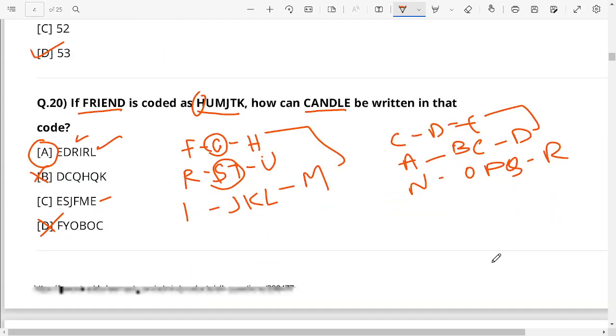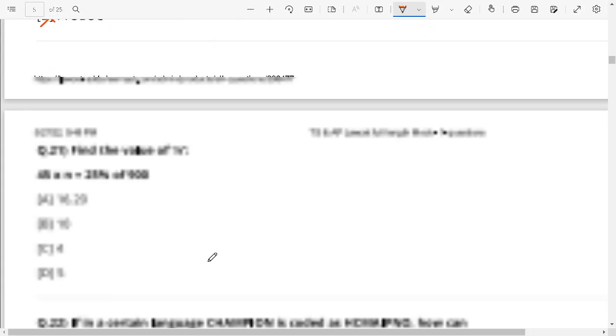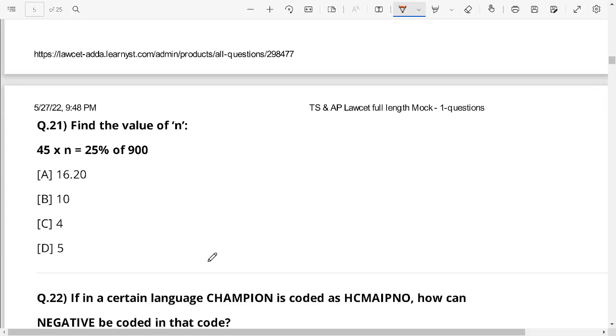Next question. The next question is find the value of N. The question is from percentages. So what is the value of N? The question is like this: 45 into n equals 25% of 900. Find the value of n. So first, let us solve the percentage on the right hand side.